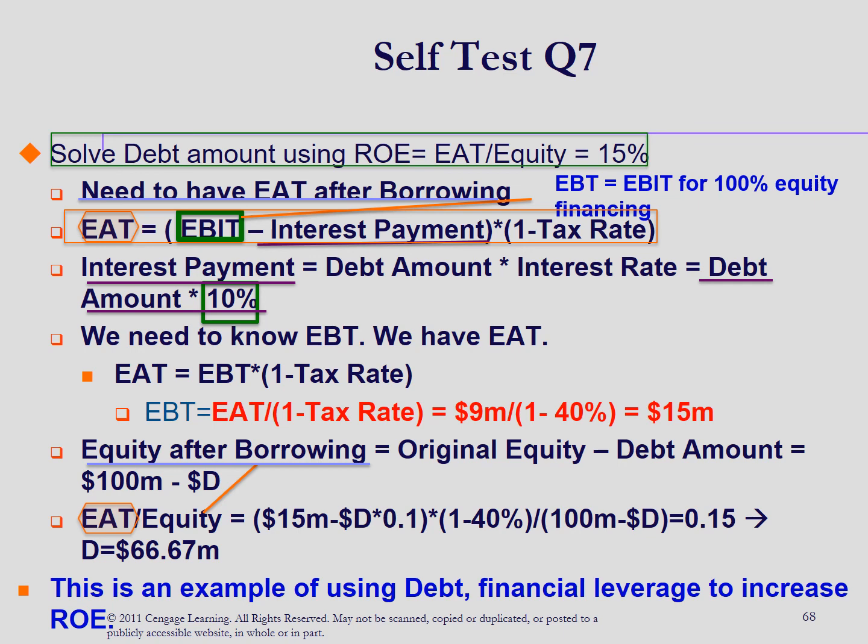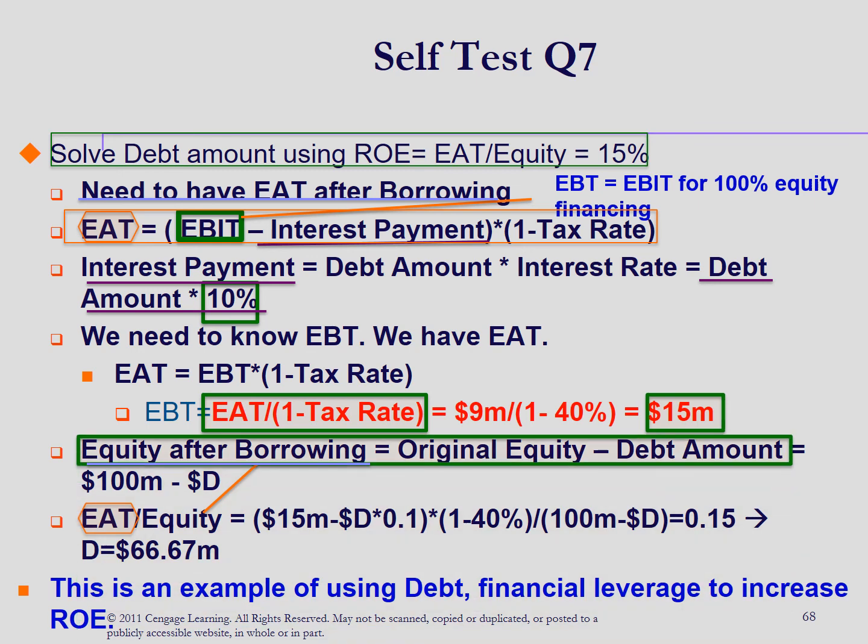We have the formula: earnings before taxes are equal to earnings after taxes divided by 1 minus tax rate. We have earnings after taxes of $9 million, tax rate of 40%. So, earnings before taxes are equal to $15 million. Equity after borrowing is calculated by the difference between original equity and debt amount because debt proceeds are used to retire equity. We have original equity of $100 million. We have all the information needed to calculate return on equity after borrowing.